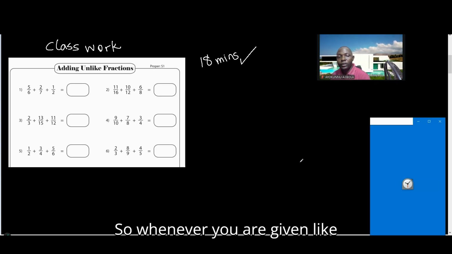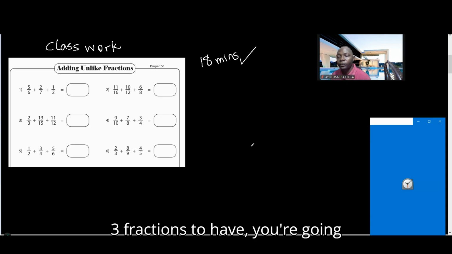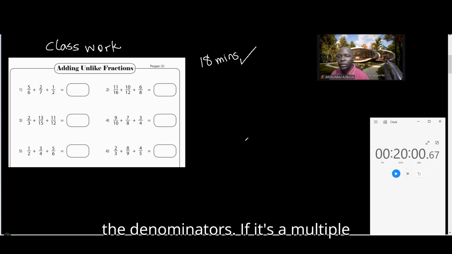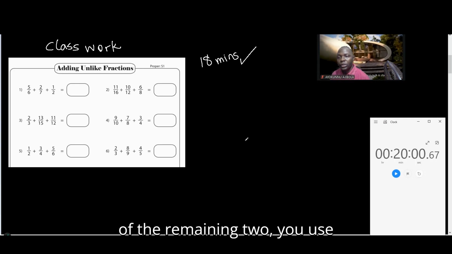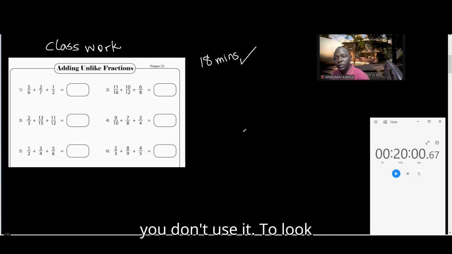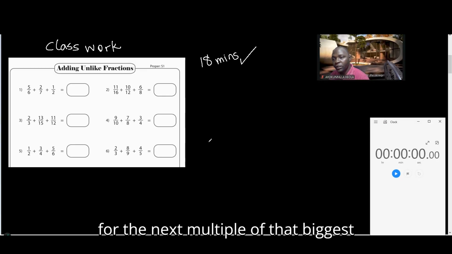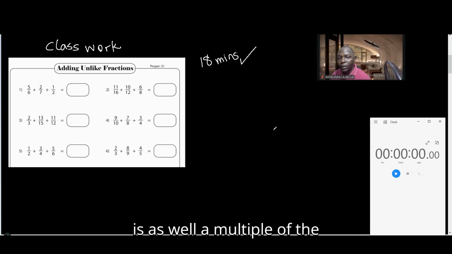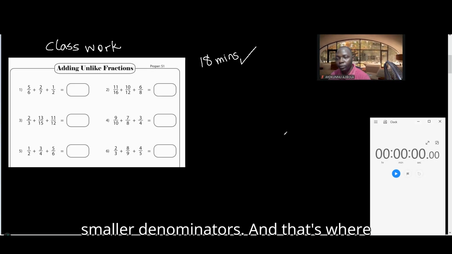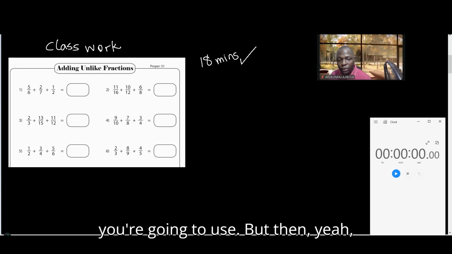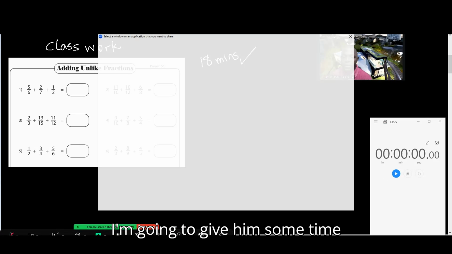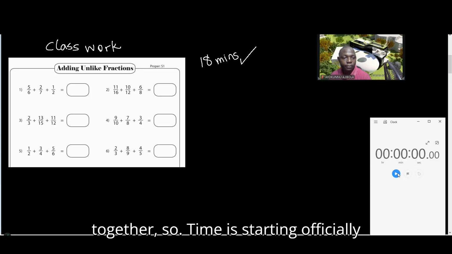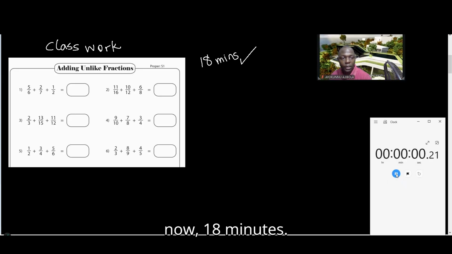So whenever you are given like 3 fractions to add, you're going to look at the biggest of the denominators. If it's a multiple of the remaining 2, you use it as a common denominator. Otherwise, you don't use it. You look for the next multiple of that biggest one until you reach a number that is as well a multiple of the smaller denominators. And that's what you're going to use. But then, I'm going to give him some time to try it before we look at it together. So his time is starting officially now, 18 minutes.